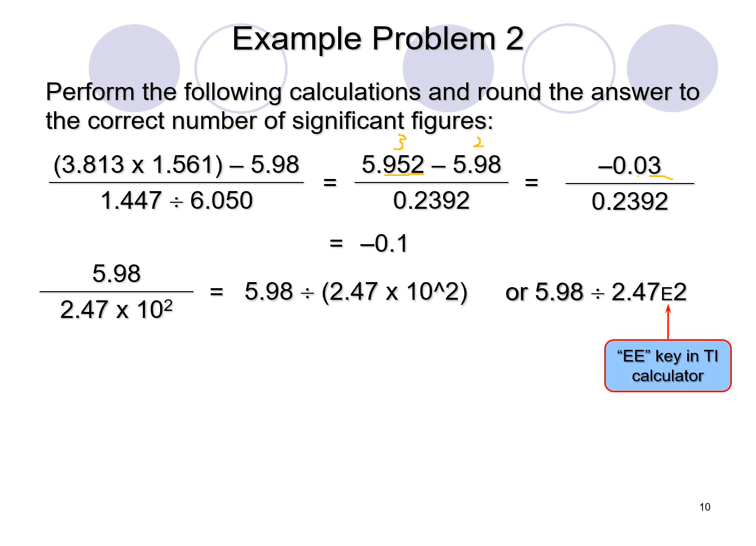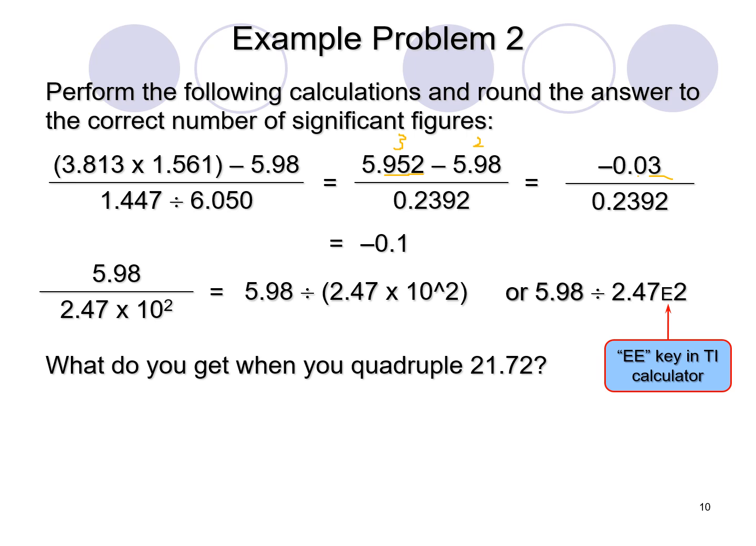All right, our last example. What do we get when we quadruple 21.72? Of course, quadruple means 4, right? So 21.72 times 4. Now we have a decision to make. 21.72 has 4 sig figs, and 4 seems like it has only 1 sig fig. So which one should we pick? 86.88 or 9 times 10 to the first?